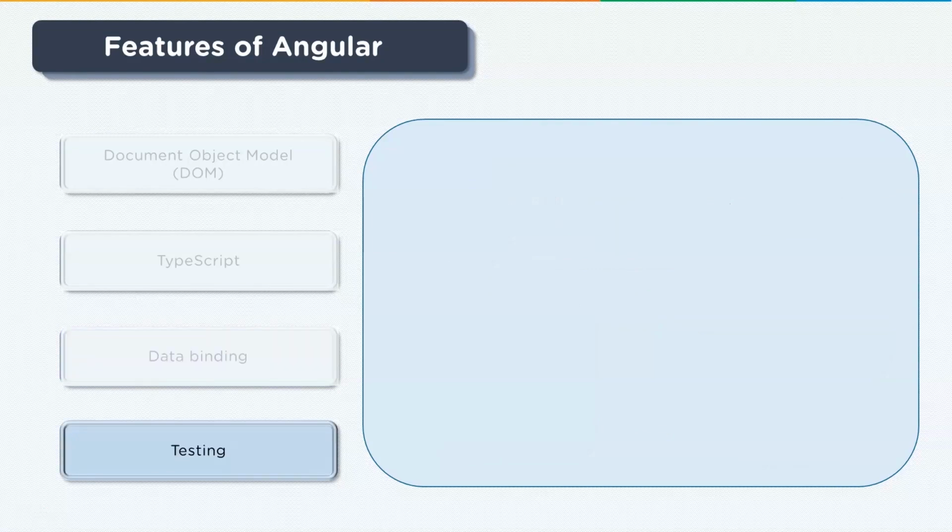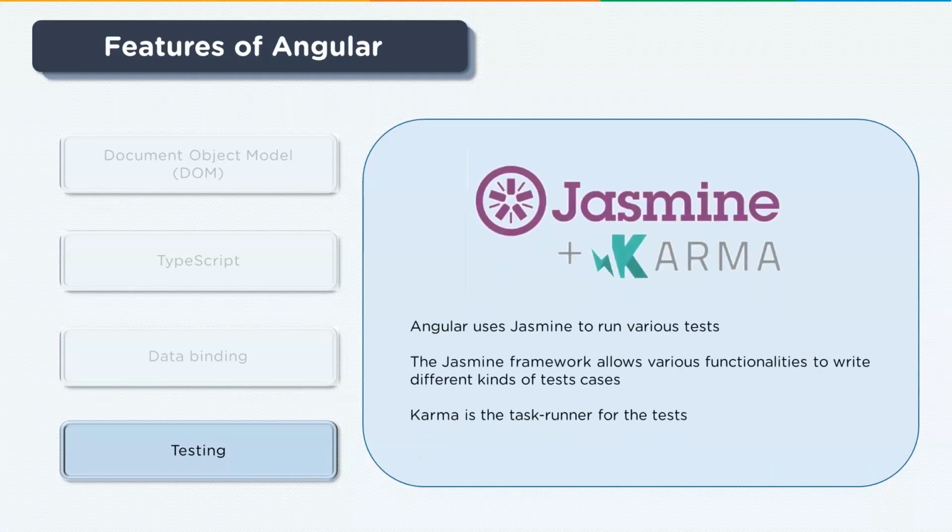The last feature we're discussing is testing. Angular uses Jasmine to run its various tests. The Jasmine framework allows various functionalities to write different kinds of test cases. Karma is a task runner for the tests that uses a configuration file to set the startup, reporters, and testing framework. So with that, we've covered the features of Angular.